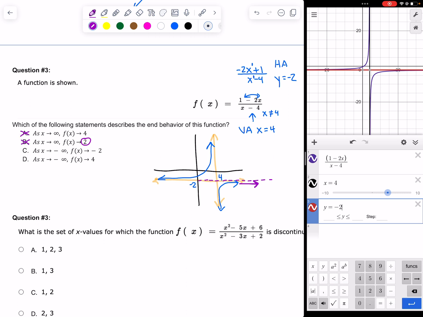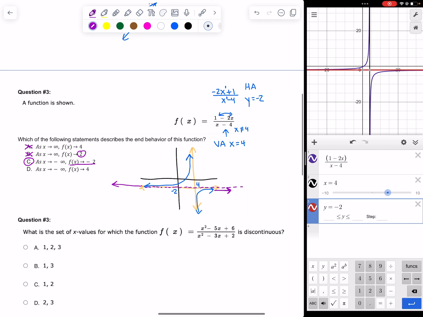So C says as x goes toward negative infinity. So that's over here on this side of the graph. And it looks like y is approaching -2. So they gave us that option this time. So C is correct for that one.